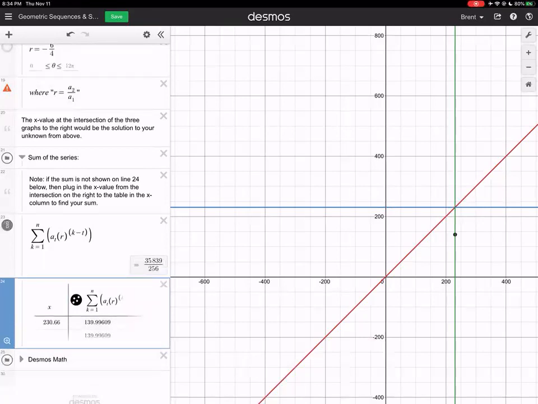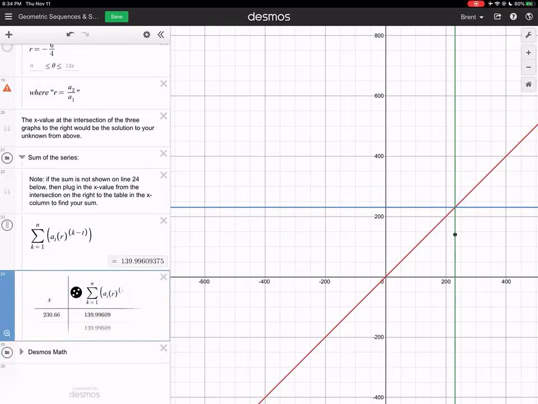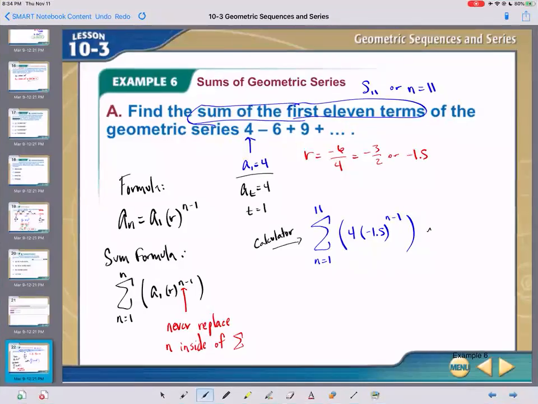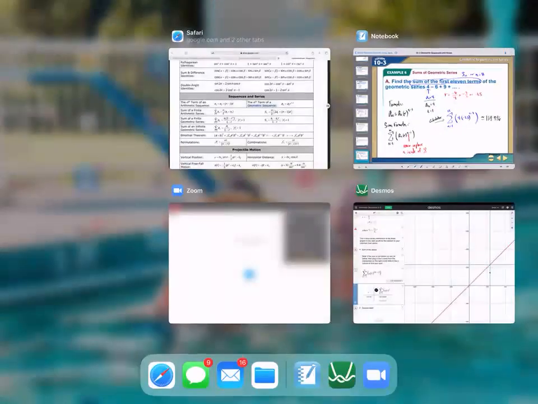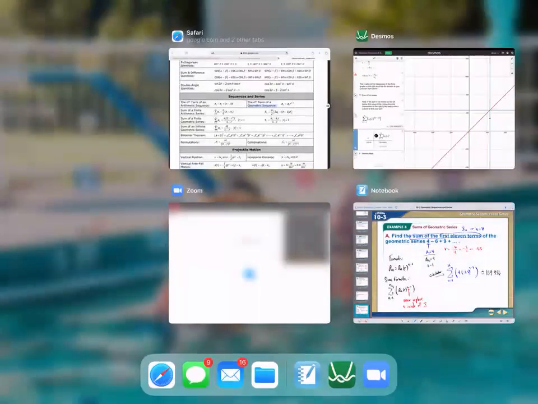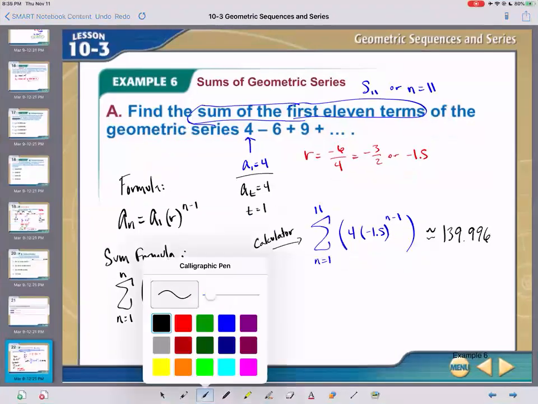On this one, the value is 193.996. And what is that as a decimal? Whoa, that's weird. So 139.996 is how I'm going to write that. Again, nearest thousand. 139.996. So approximately 140. Yeah, approximately 140. That would be my solution there.